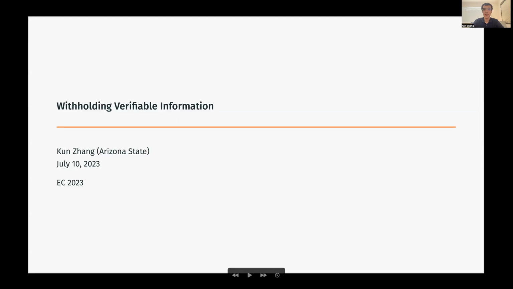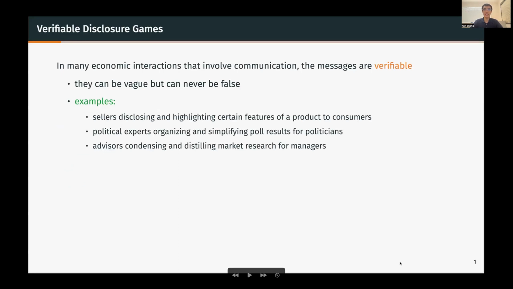The paper I am presenting is titled Withholding Verifiable Information. In many economic interactions that involve communication between an informed party and an uninformed party, the communication messages from the informed party can be verifiable in that they can be vague, but can never be false. For example, think about the seller highlighting certain features of a product or advisors distilling market research reports for their managers. In these cases, if the informed party's messages are inherently false, it could face catastrophic consequences.